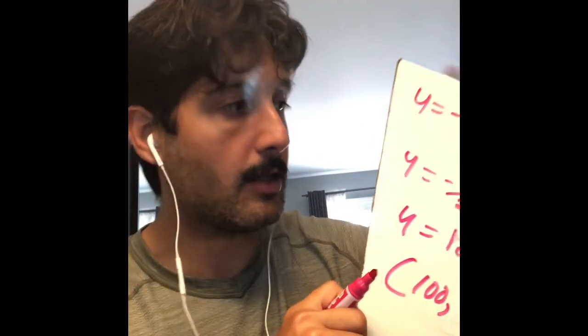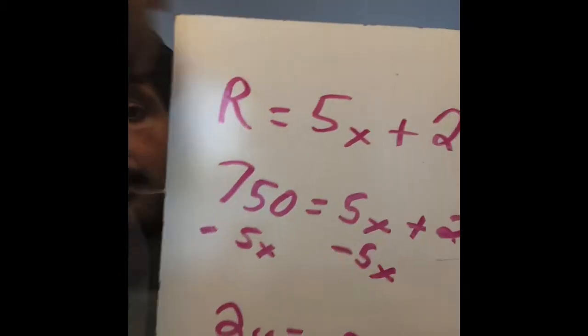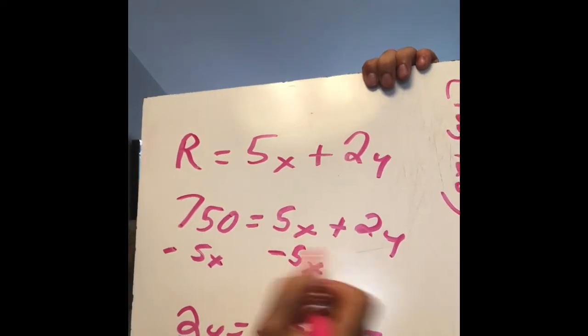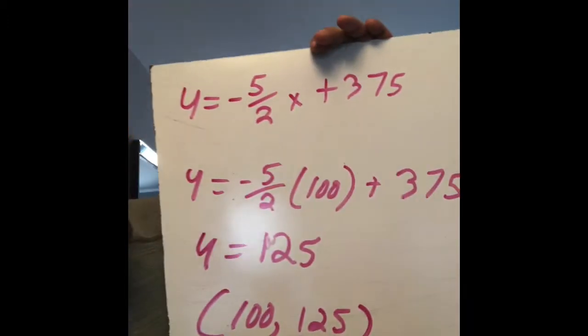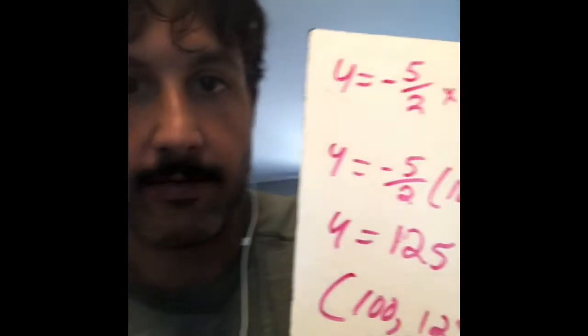And remember, my line started out as 750 equals 5x plus 2y. That's my original line. I've manipulated and moved it around, so now it looks like y equals negative 5/2 x plus 375.